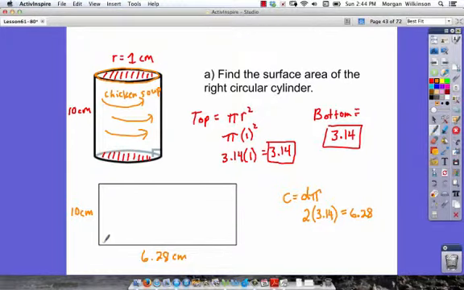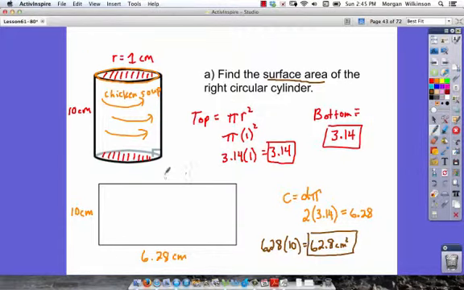So now we can multiply the length times the width, 6.28 times 10, well, that must be equal to 62.8. And in this one, that would have to be square centimeters because we're talking about area. So to find our surface area, all the surfaces put together, we have to add 62.8 plus 3.14 plus 3.14. Now 3.14 plus 3.14 is the same thing as 2 times 3.14, so that must be 6.28.